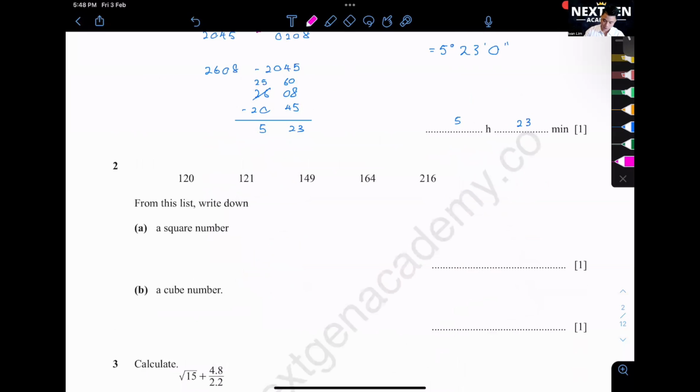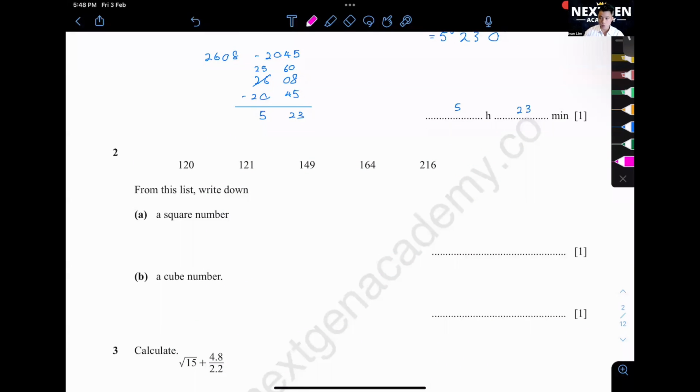Let's go, second one. From this list, write down a square number. How do we determine a square number? You can do the reverse process by doing square root. Or if you are familiar with the numbers, you can think what times what equals this. Just use your calculator: square root 120 doesn't give a nice number. Square root 121, you get 11. So if you want to check for a square number, you just square root the number, the reverse process. So 121 will be the square number.